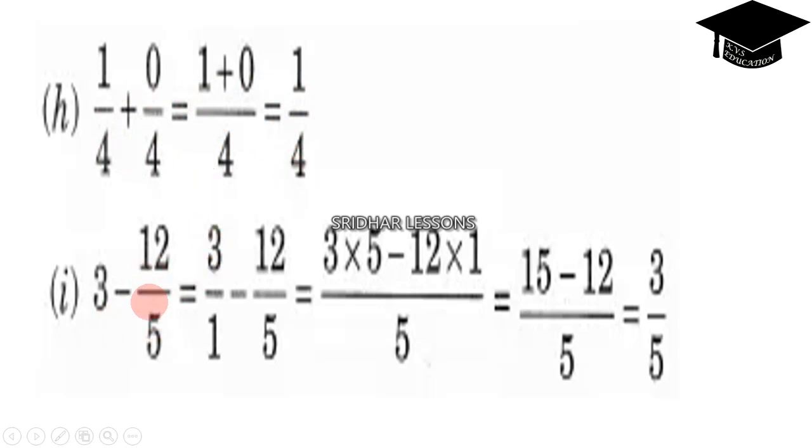Next, 3 minus 12 by 5. That means 3 by 1, we can write it as, and 12 by 5. Taking 5 as LCM, 3 into 5 minus 12 into 1. Okay, so 15 minus 12, which is equal to 3 by 5. Here we have taken the LCM.